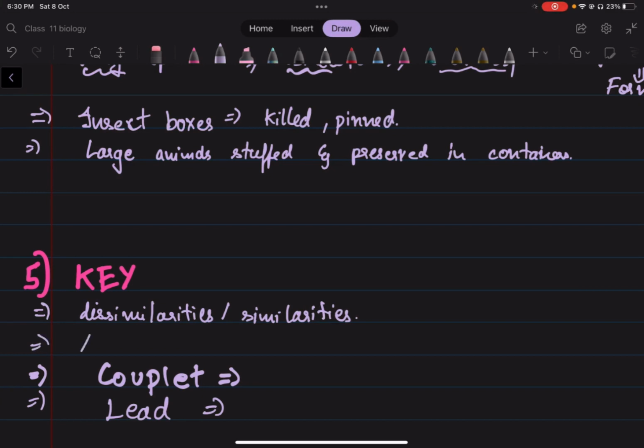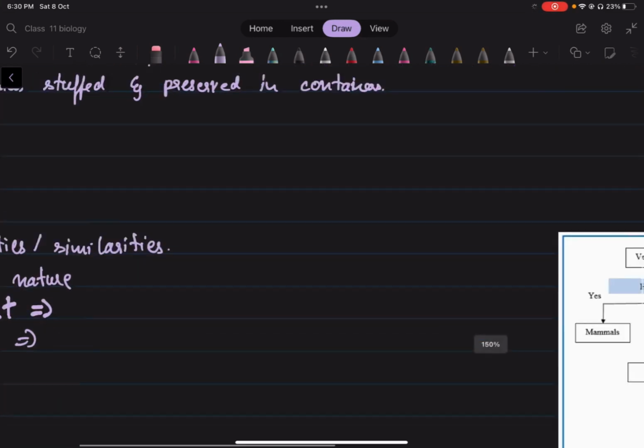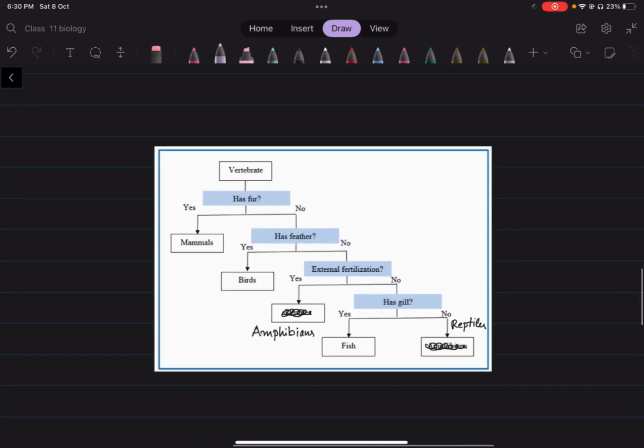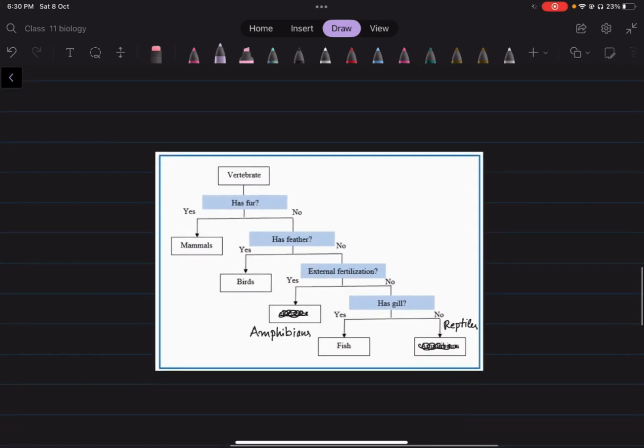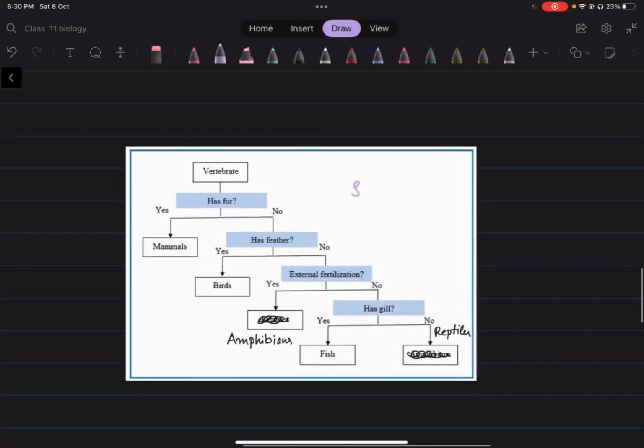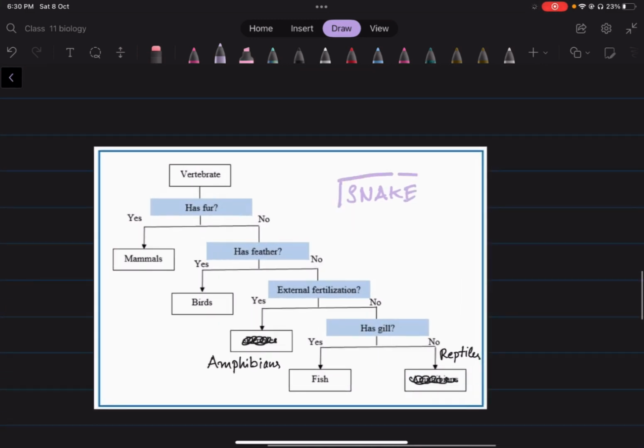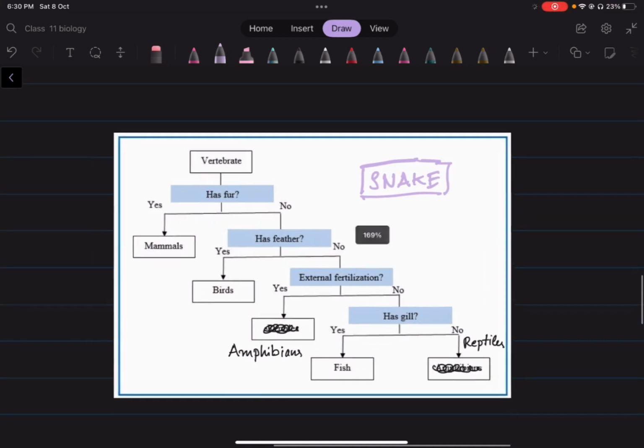And also, keys are very analytical in nature. That means you have to analyze. So how is it analytical in nature? Let's see through an example. Now here I have a picture which basically helps us to understand what is key. Let us say we have an organism. Let us say we have a snake. Okay, so now you know how a snake looks, right? So let's say there's a picture of a snake.